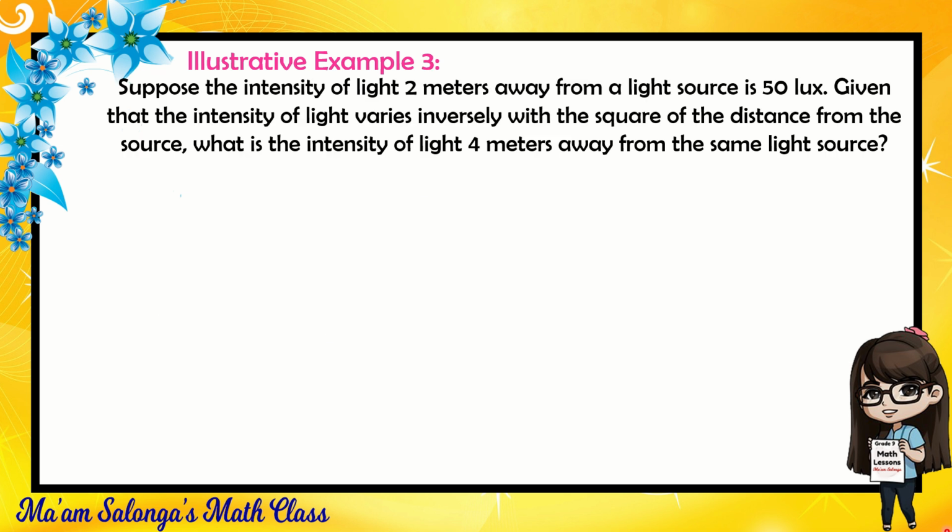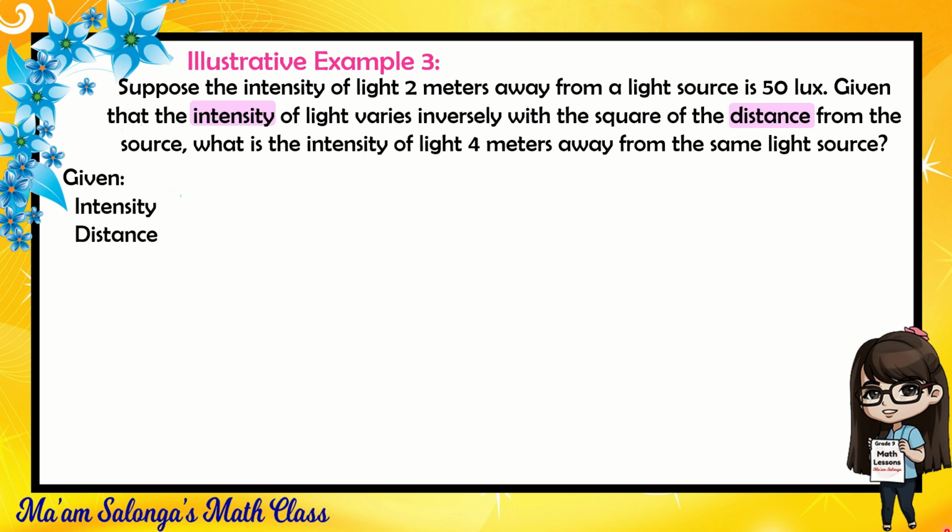Next example. Suppose the intensity of light 2 meters away from a light source is 50 lux. Given that the intensity of light varies inversely with the square of the distance from the source, what is the intensity of light 4 meters away from the same light source? Ano ba yung dalawang quantities na nagva-vary inversely? And that is the intensity of light and the distance from the source.